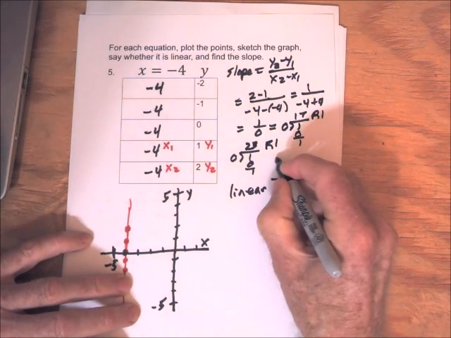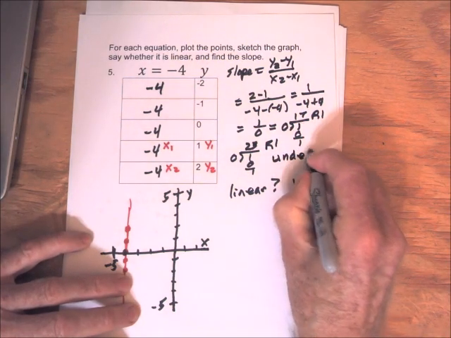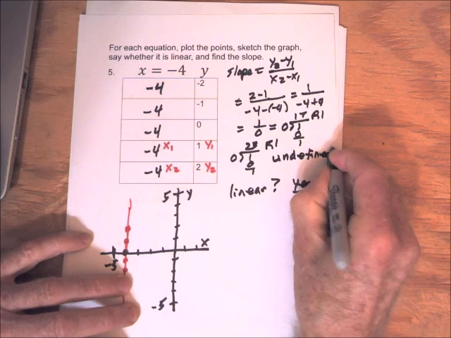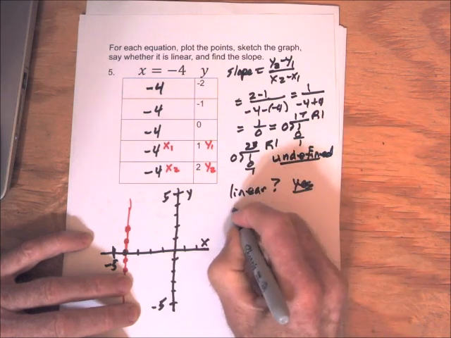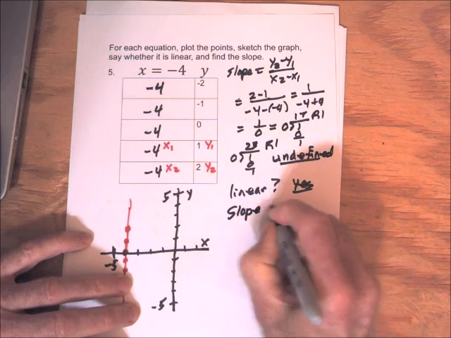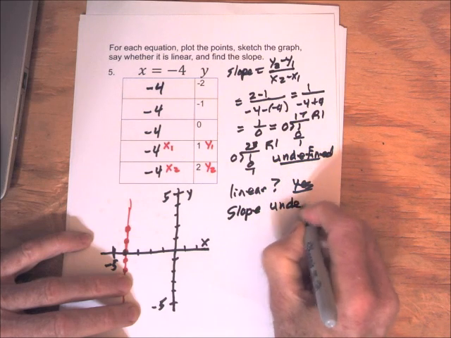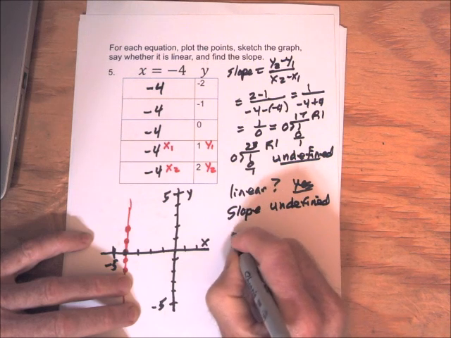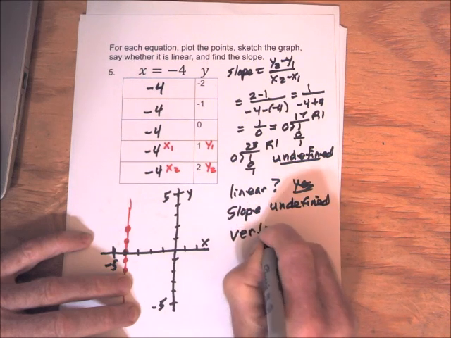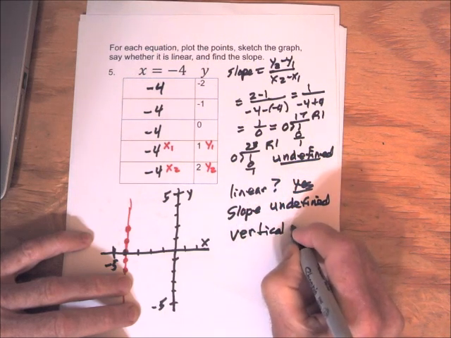So when that happens, we say the answer is undefined. The slope is undefined. So the slope here is undefined, and this is actually what's called a vertical line. Vertical line goes straight up or down.